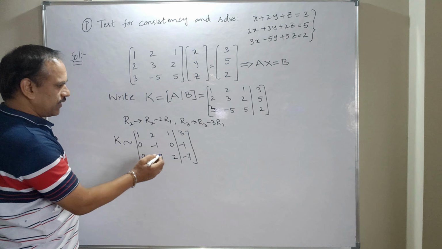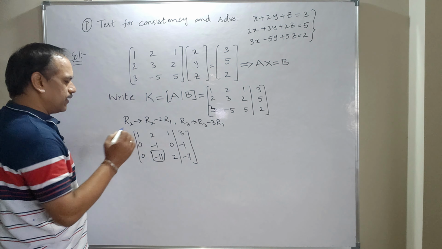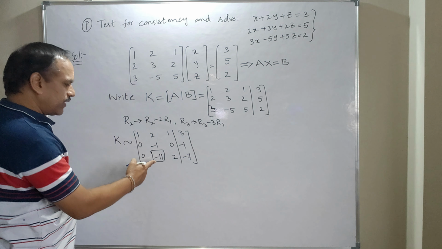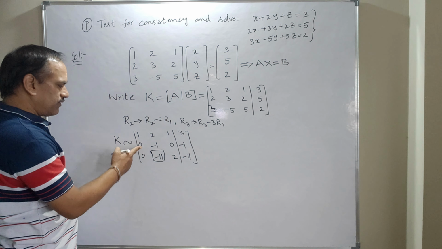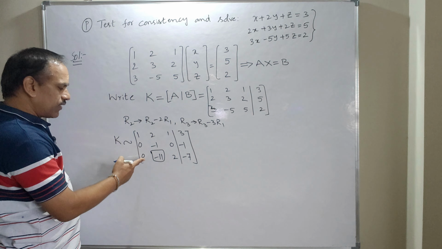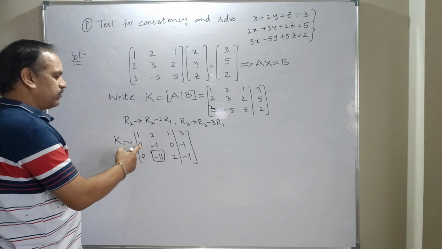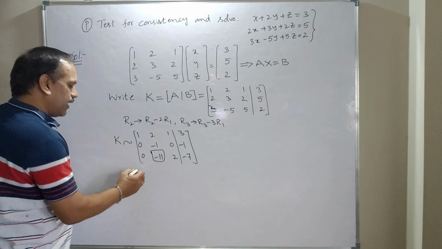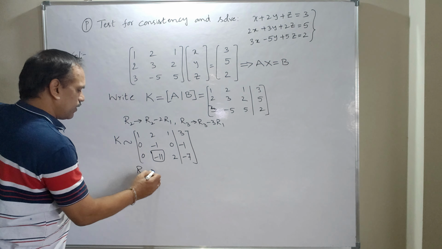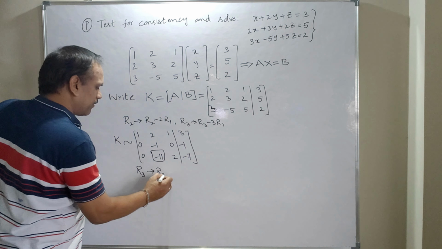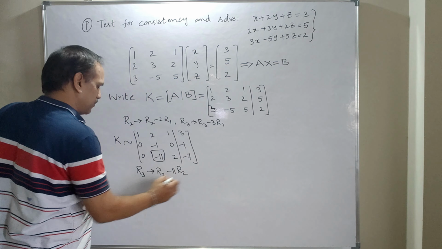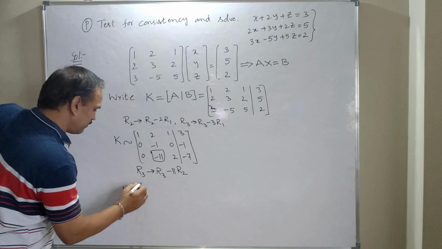So now the next target is to make this entry 0. So how to make this entry 0? Using this one only, because this 0 is not going to impact this 0. So we use R2 only to modify R3. So how to modify it? R3 minus 11 R2.